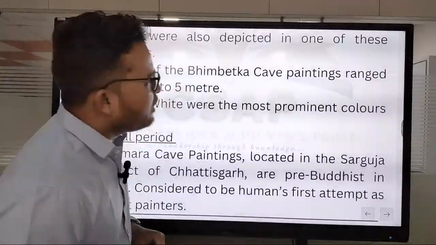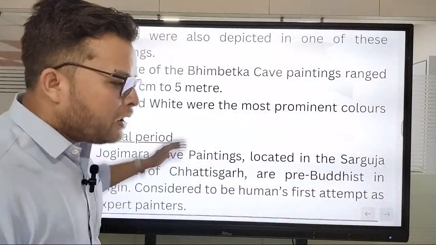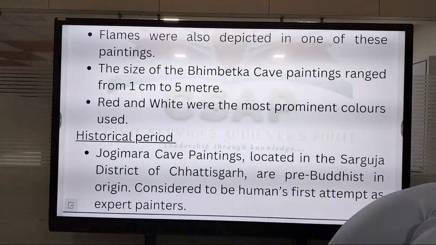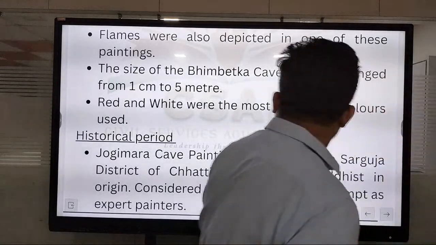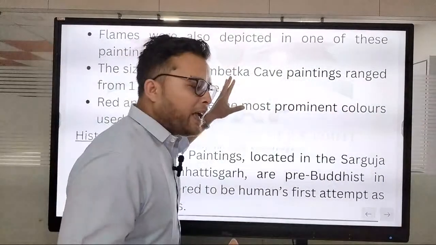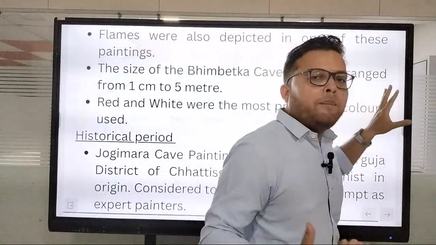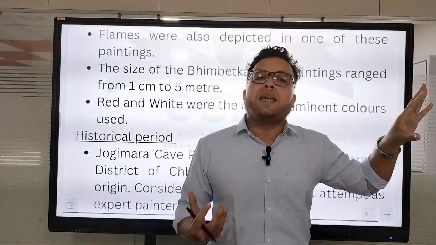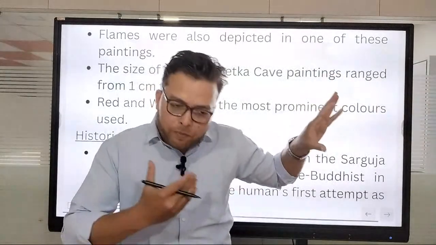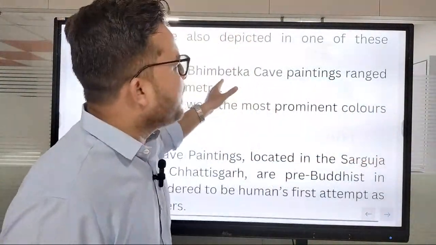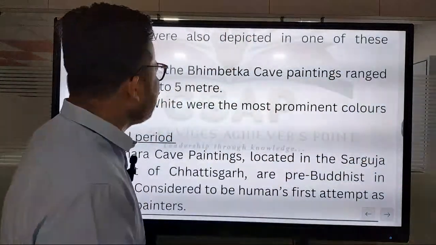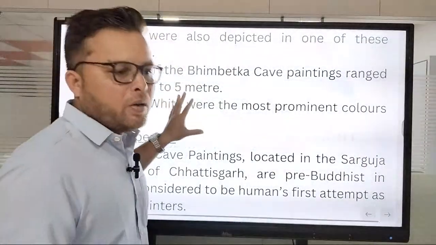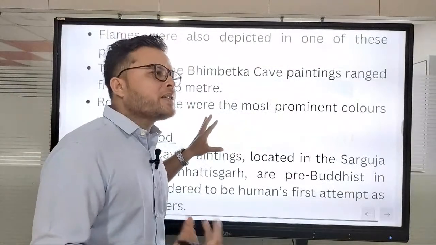See, again, the size of the Bhimbetka cave paintings, the size also varied. The size was not uniform. Some of the paintings were as tiny as 1 centimeter, and some of them went up to 5 meters also. So the size also varied.